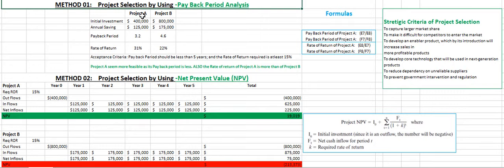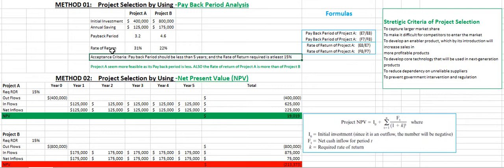Let's assume that there are two projects, project A and project B. The initial investment for project A is $400,000 and for project B it is $800,000, and then the annual saving is written here. The payback period can be calculated by dividing the initial investment by the annual saving. Similarly, we have calculated it for project B, and the rate of return is calculated as the annual saving upon the total investment. This ratio is called the rate of return.